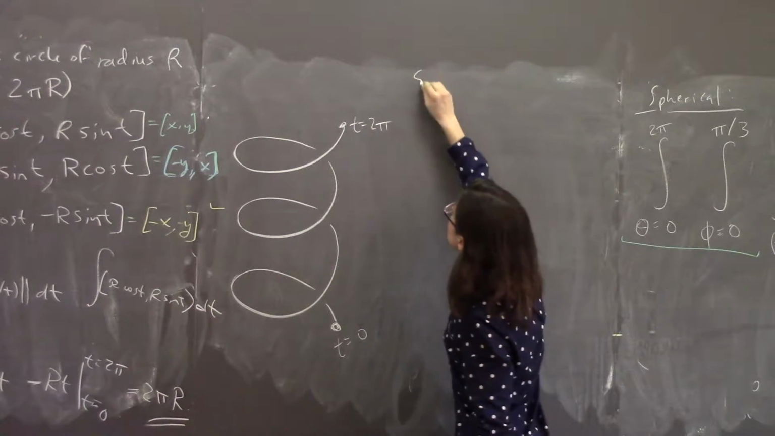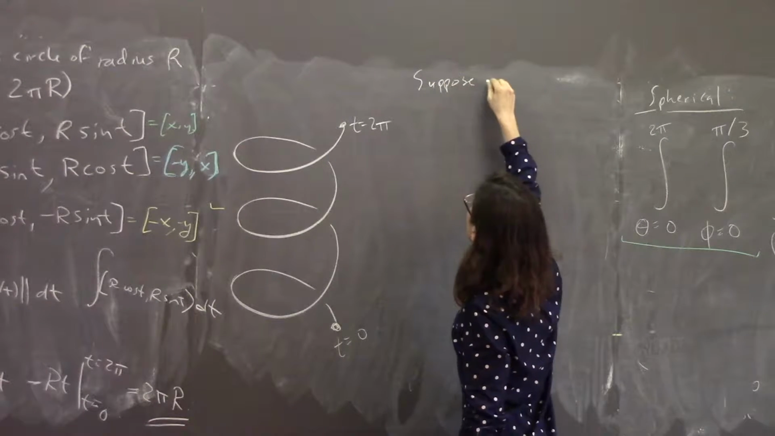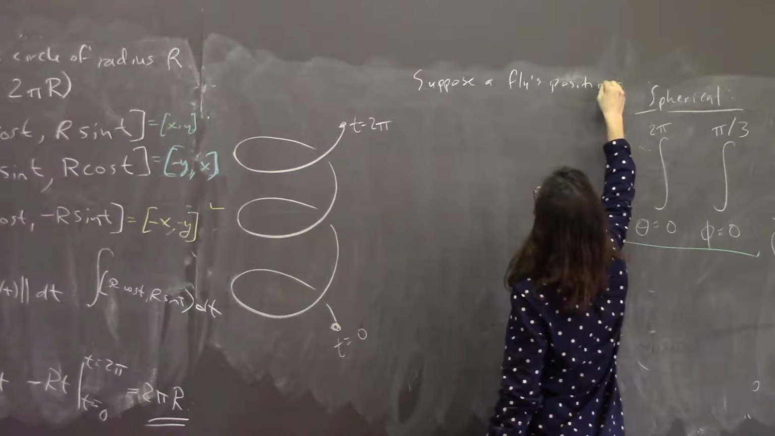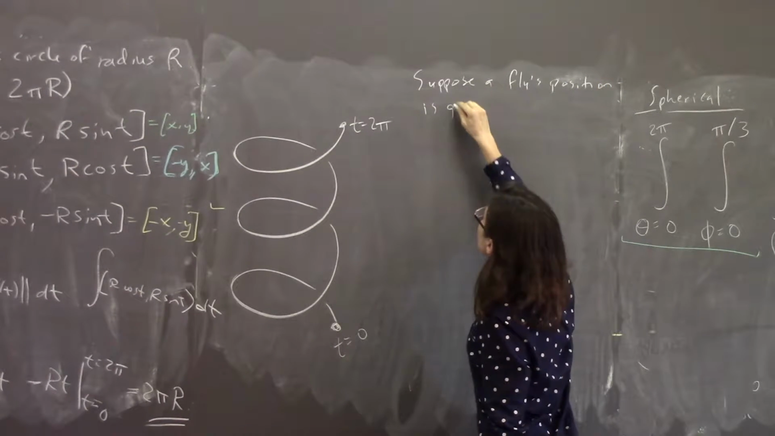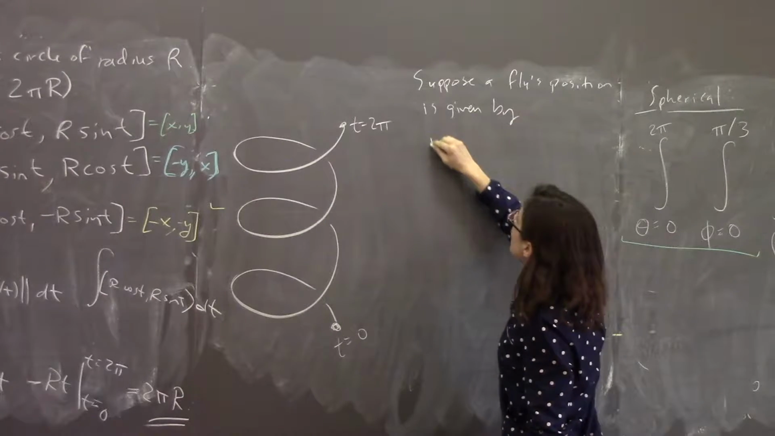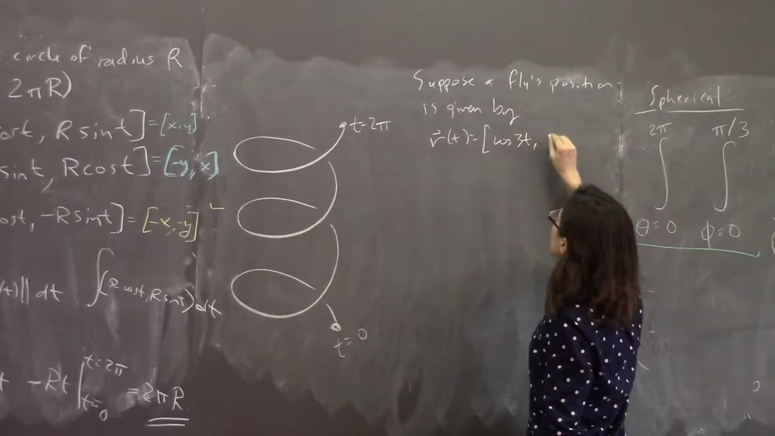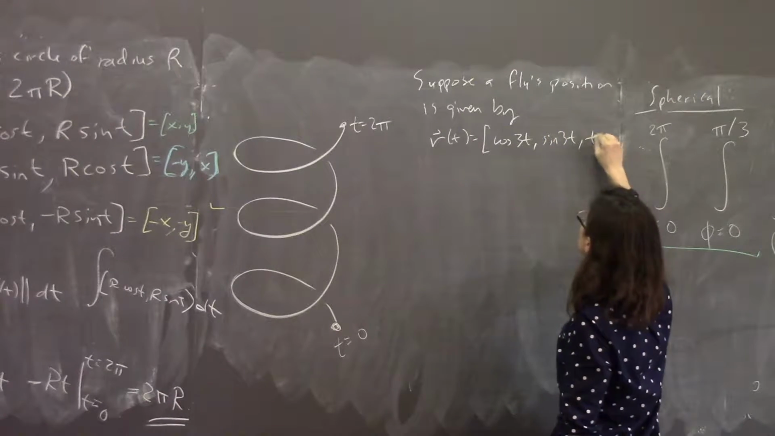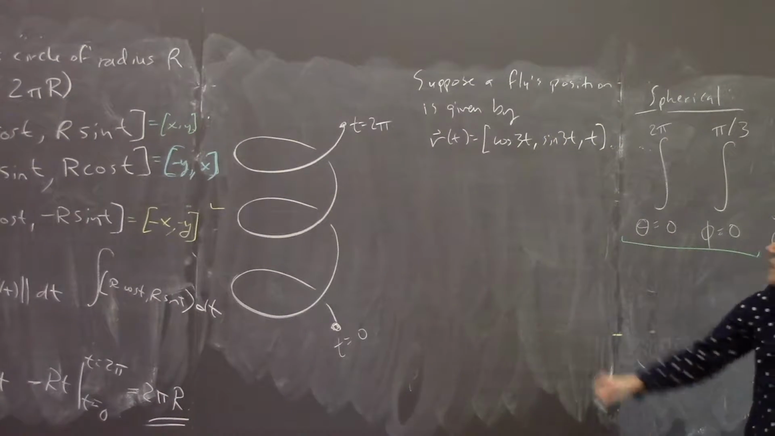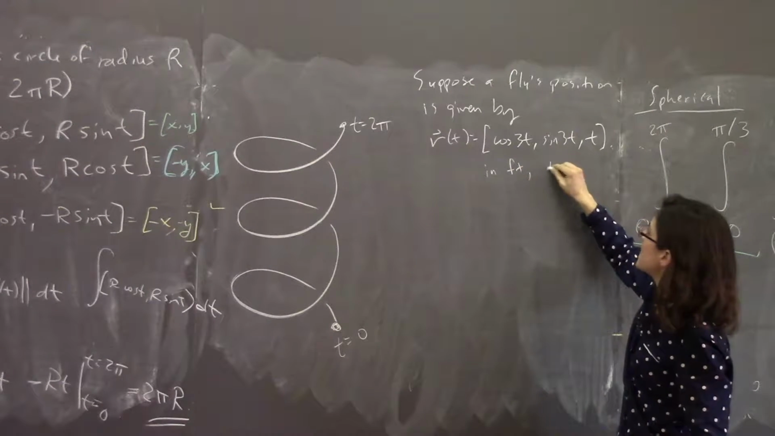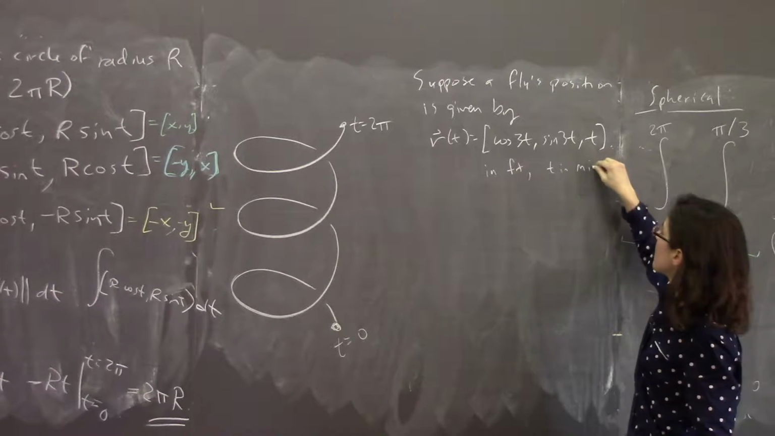So suppose a fly's position is given by r of t, which is cos 3t, sine 3t, t, in feet, and t is in minutes.